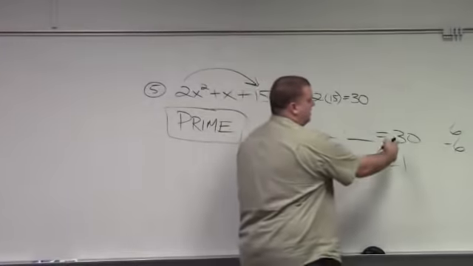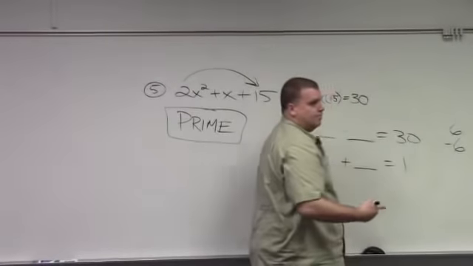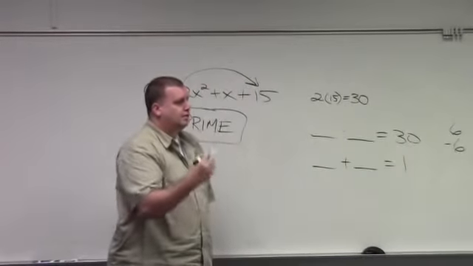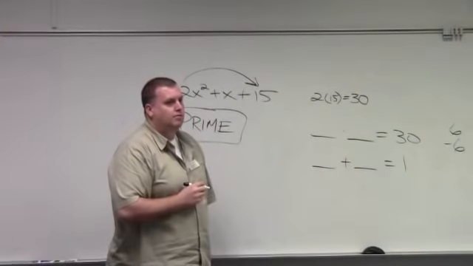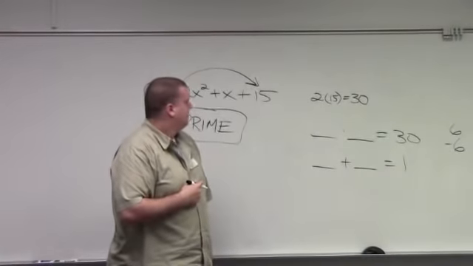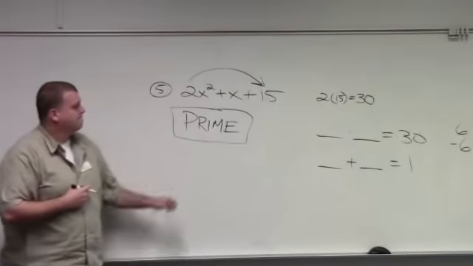Because the only way we come up with a positive 30 is if both of our signs are the same. Well, if you had two numbers whose signs are the same, the number's just going to get bigger. There's no way to get to 1. That's just not going to work. So that one's going to be prime.